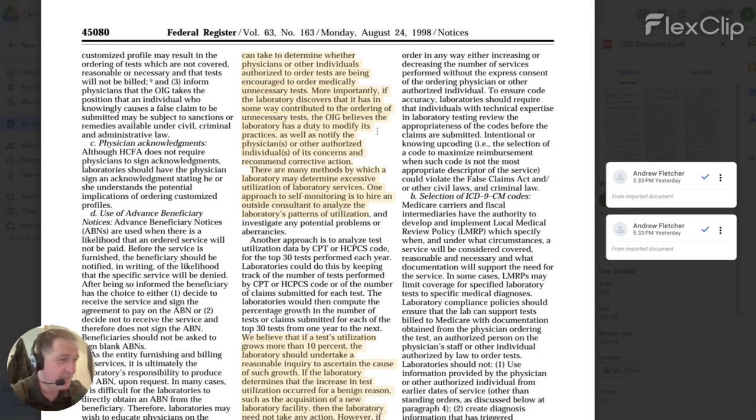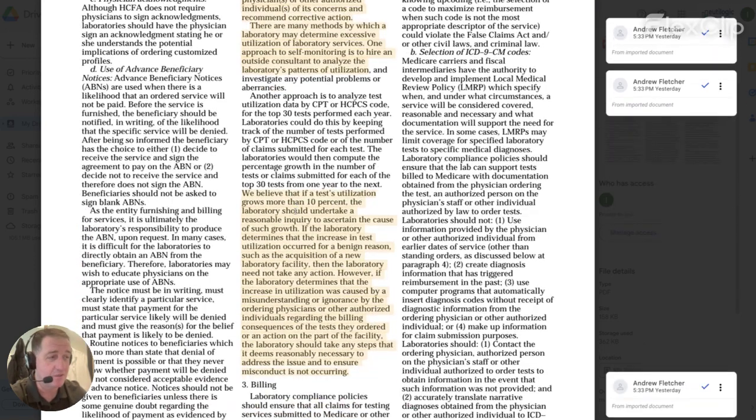Well, of course, there are different ways you can monitor test utilization. They say you can hire a consultant to analyze your test mixes for you. However, you could also do it yourself. And they suggest that if a particular test volume grows more than 10% in any given year, the laboratory needs to investigate why. So basically, you need to look at your test menu and see what's going up, what's going down. If it's gone up more than 10%, you need to know why.